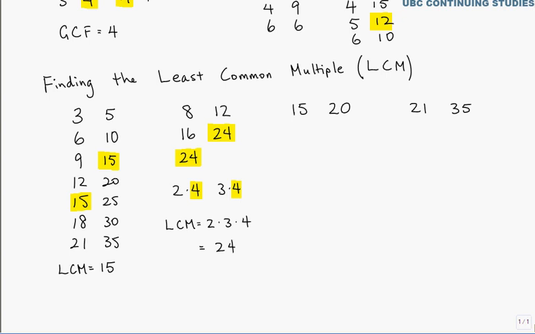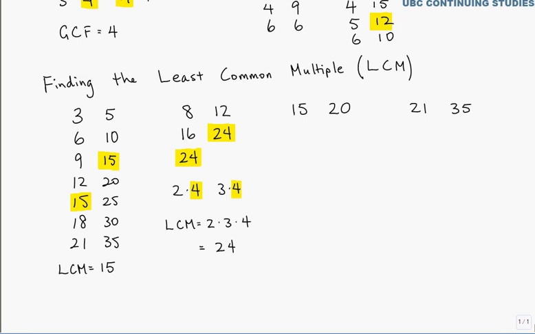Did that work for the previous one, 3 and 5? Well, 3 and 5 don't have any common factors, or another way of saying that is that the greatest common factor is 1. If that's true, then the lowest common multiple is simply the product of the two numbers, and 3 times 5 is 15.